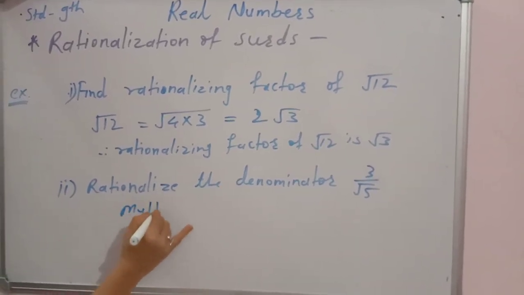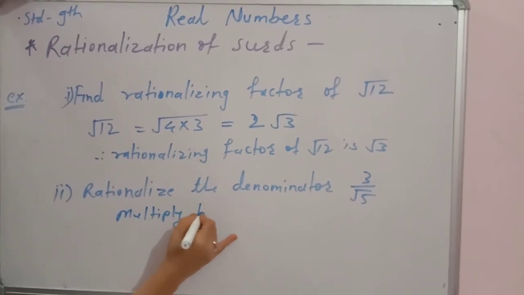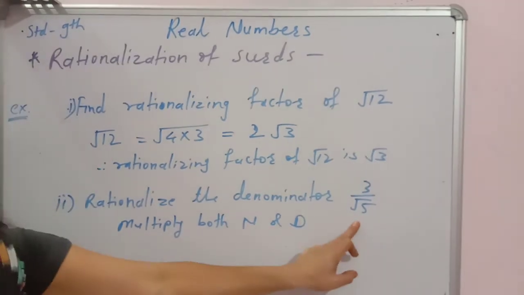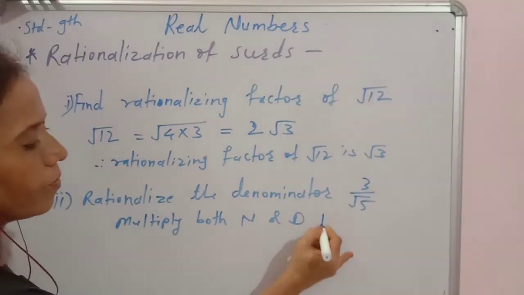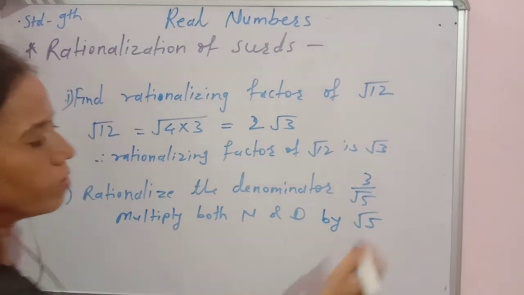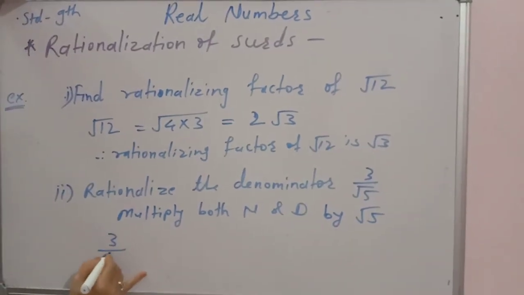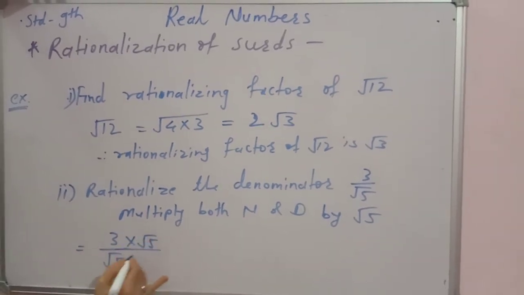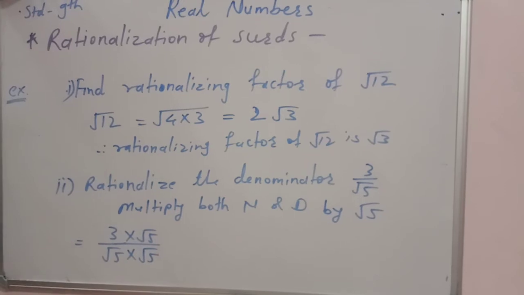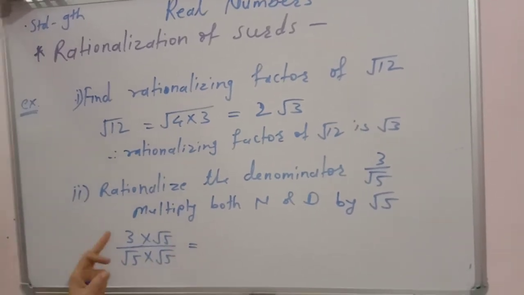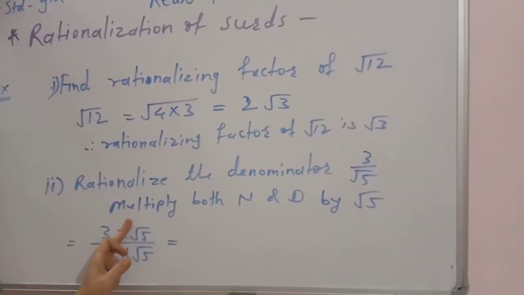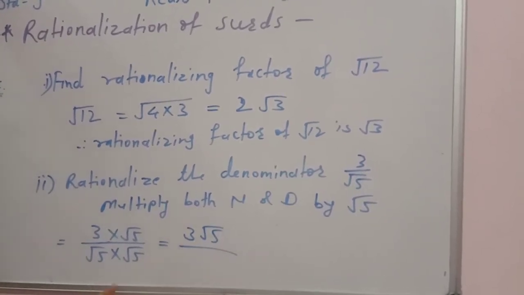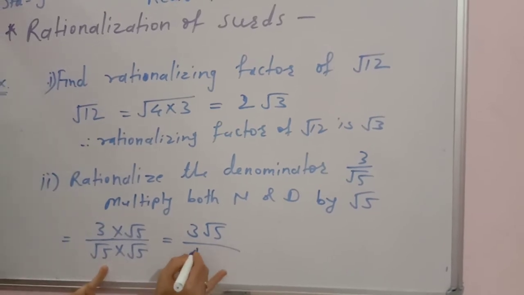Multiply both numerator and denominator by its rationalizing factor, that is root 5. Write the example here: 3 upon root 5. Multiply the numerator by root 5 and the denominator also by root 5. Now this is a rational number, this is an irrational number. So its product is like this, 3 root 5.